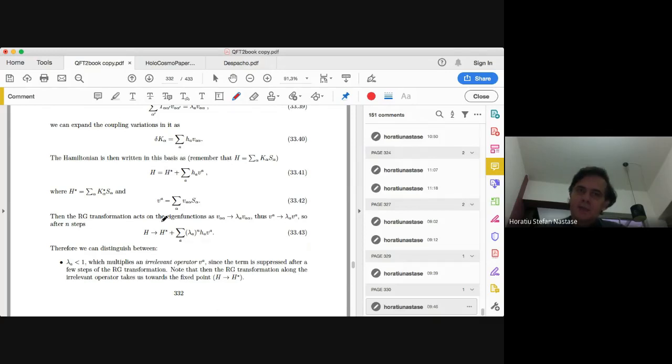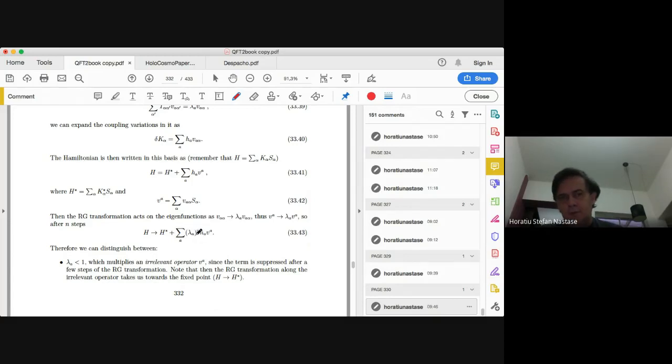Then the RG transformation acts on the eigenfunctions and the eigenvalues by multiplication. Right? These are eigenvalues and eigenfunctions for the RG transformation. So the RG transformation acts just by multiplication with lambda a. So v a goes to lambda a v a. So H goes to H star plus sum of lambda a to the n h a v a. Right? So now you see explicitly these eigenvalues.